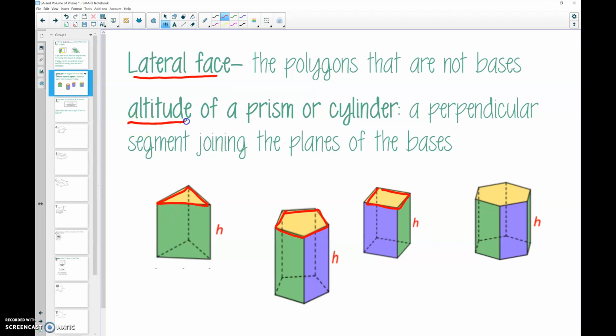And we also have the altitude, and the altitude has to be perpendicular measurement joining the planes of the bases. So here it would go from base to base, base to base, and so on.